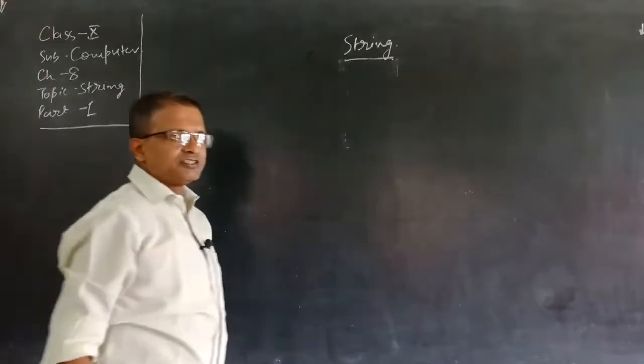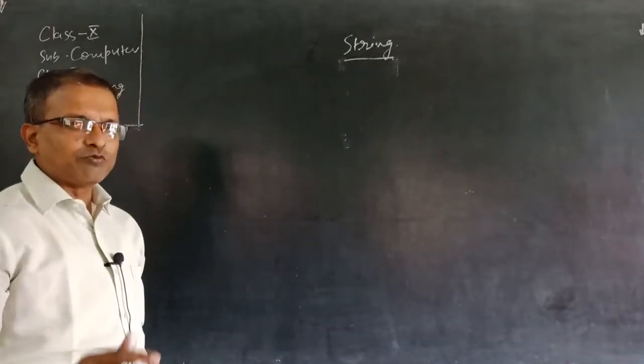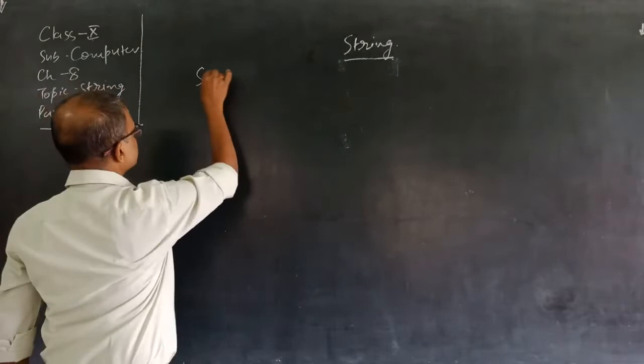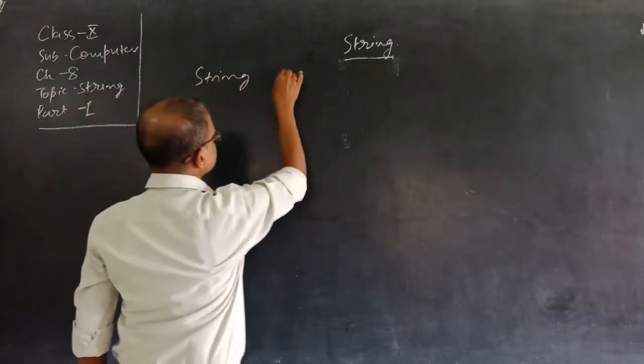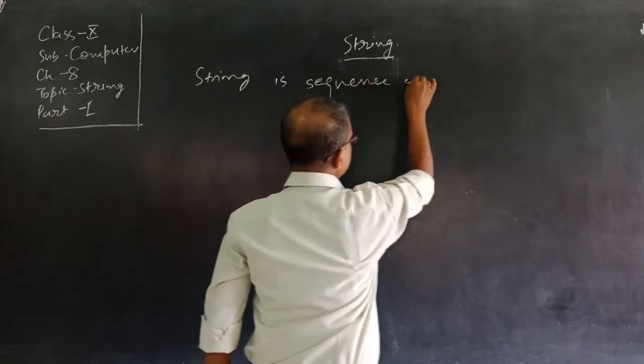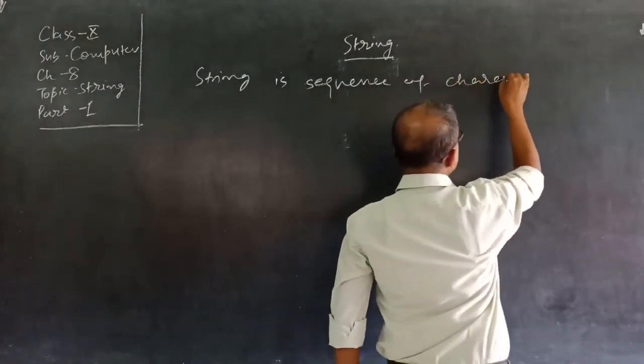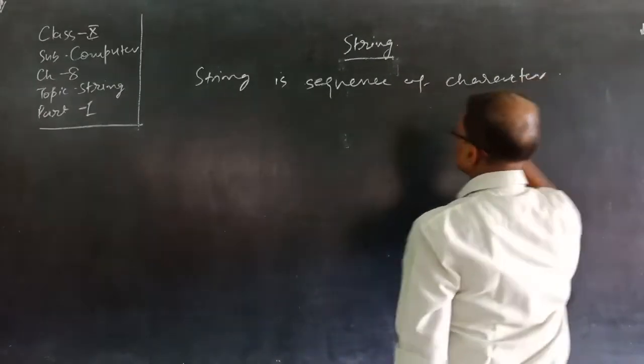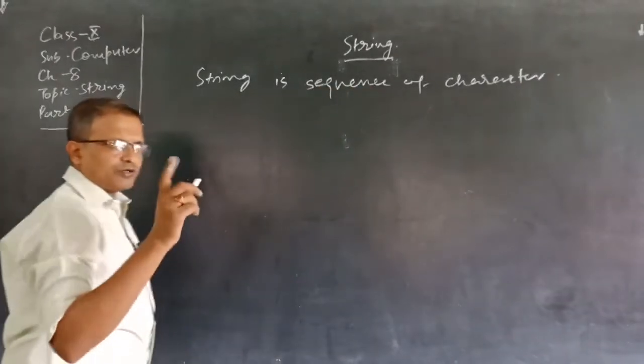In Java, a string is defined as a sequence of characters. String is a sequence of characters, and it can be used in two ways.